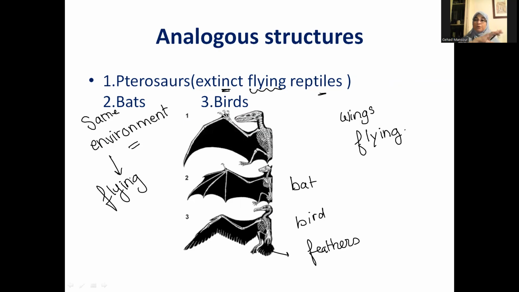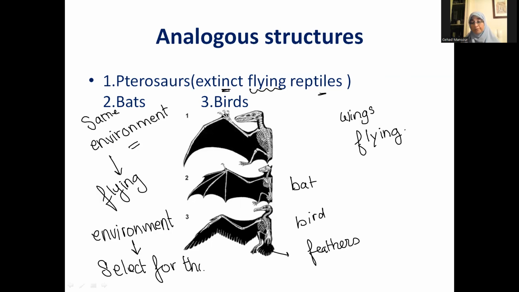And only those species that could fly or that had the ability to fly were selected for in that environment. And that's why they ended up having the same function. Actually, what the environment did here is not to create the function, but what the environment did here, and this is very important, is to select for those variants that could fly, and of course, to select against the other variants that could not fly.